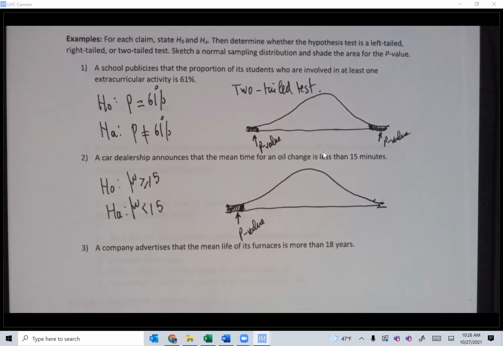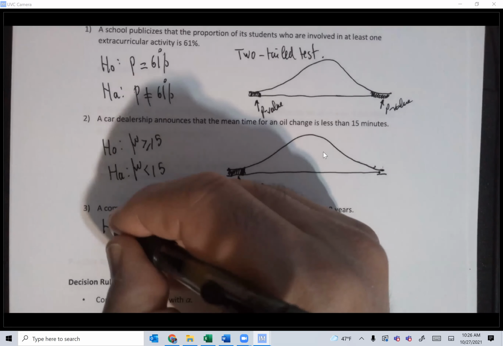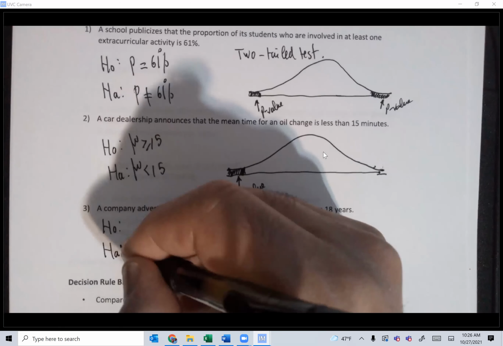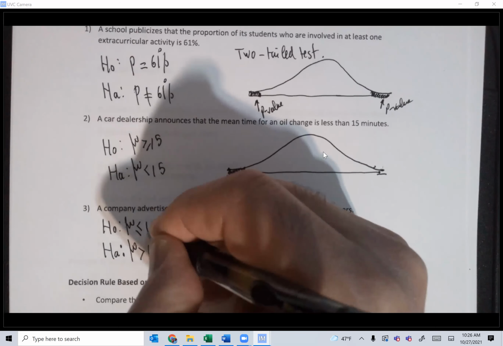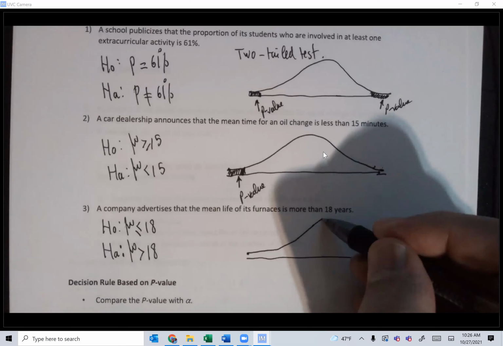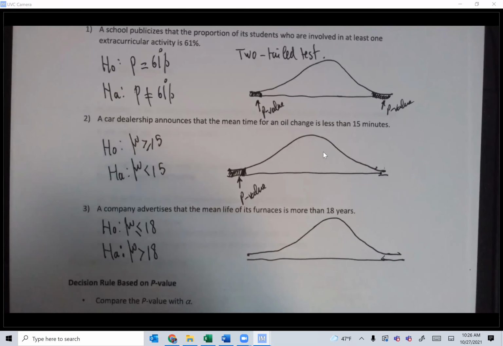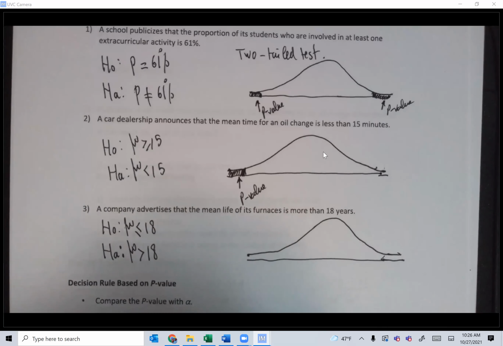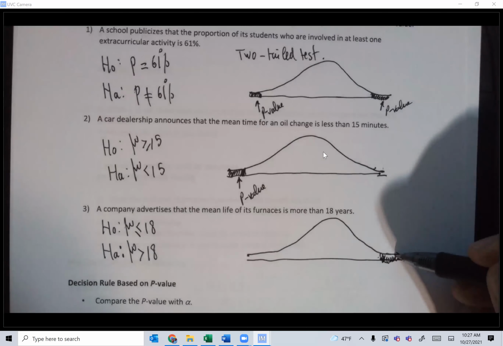Okay, let's do the third one. A company advertises that the mean life of its furnaces is more than 18 years. You can see, guys, where we're heading now. More than 18, less than or equal to 18. And here's how you sketch it. You're going to see the calculator even will sketch. The p-value that Helen found, in the exercise and the video that you watched, and the p-value that they found in the first video will be an area to the right here because this is a right tail test.